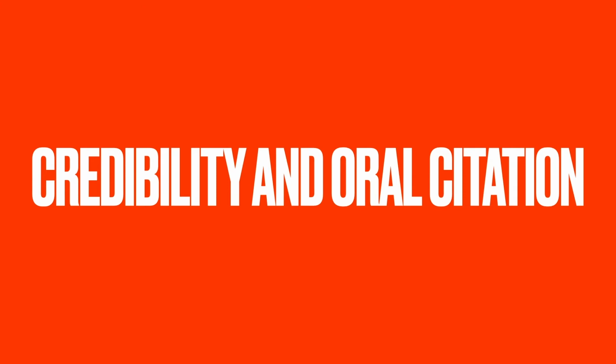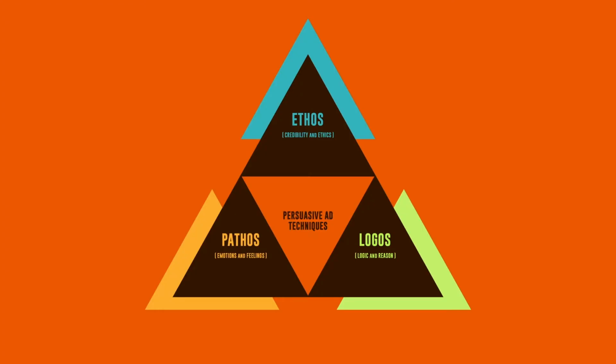Hi folks, today's video lecture is about credibility and oral citation. So here we see the rhetorical triangle, which was developed by the ancient Greek philosopher Aristotle, who was a student of his ever so slightly more ancient teacher, Plato. The rhetorical triangle is a means of visualizing and understanding the three key components of a structured argument.